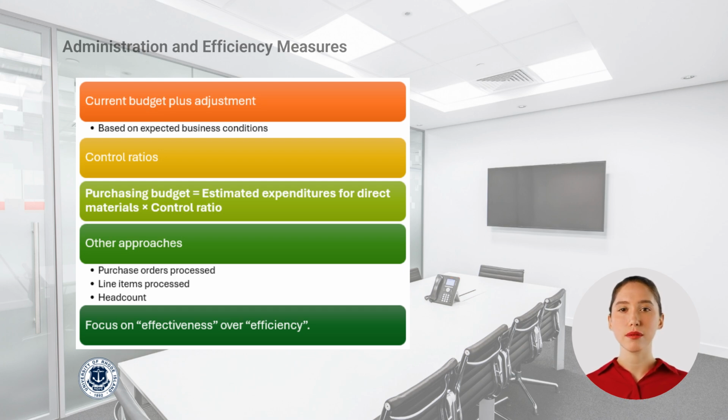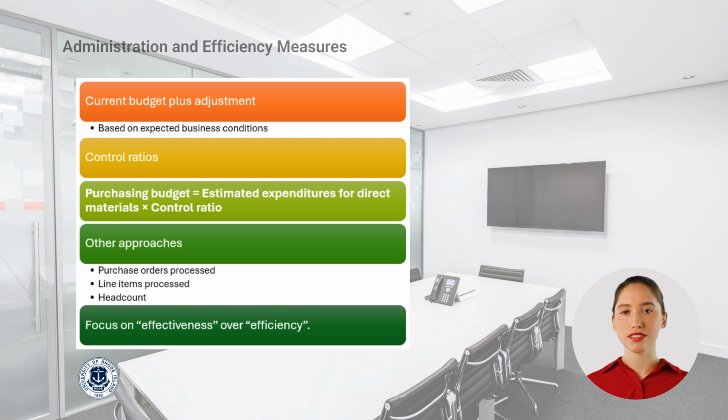Organizations also track operational activity measures to evaluate administrative workload and productivity. These may include the number of purchase orders processed, the number of line items handled, and the headcount required to manage procurement activities. These indicators help managers understand how efficiently purchasing tasks are being performed.